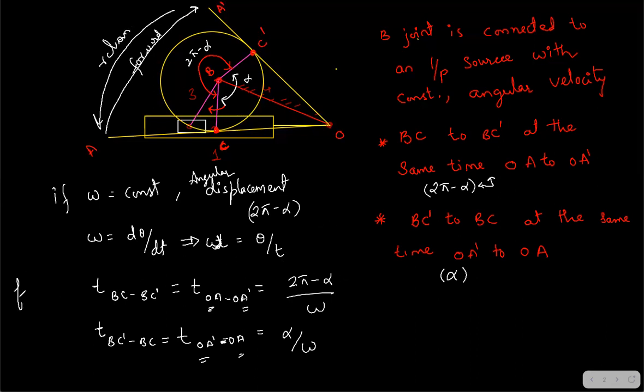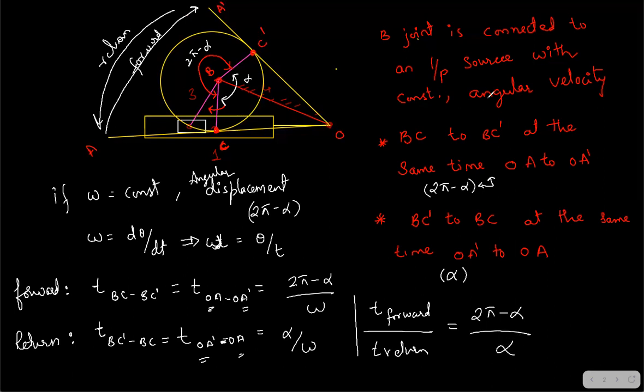So this is forward, and this is return. So which is taking larger time? Forward is taking larger time, return is taking less time. So if I want to find out the ratio of forward to return, very easily we can find it. I'll write directly, because omega will get cancelled if you write the ratios. So T forward to T return will be equal to (2 pi minus alpha) by alpha.